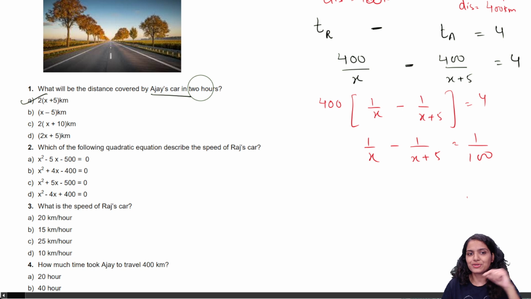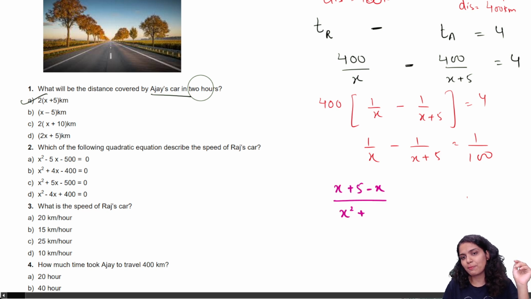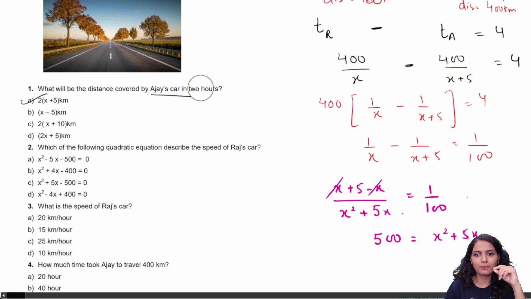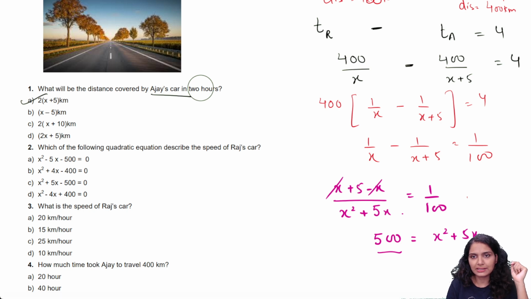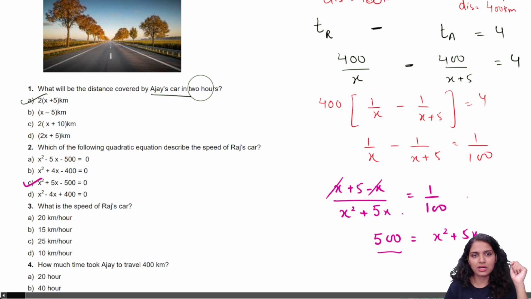No, not yet. So I'm gonna take the LCM and solve it accordingly. So it will be X plus 5 minus X upon X square plus 5X, is equal to 1 upon 10. Now ready to solve. So it will be 500 is equal to X square plus 5X. Now if I look for the option, this 500 will come to the other side and it will be negative 500. So do I see any option like that? Okay, X square plus 5X minus 500. So this is the option, right? C.